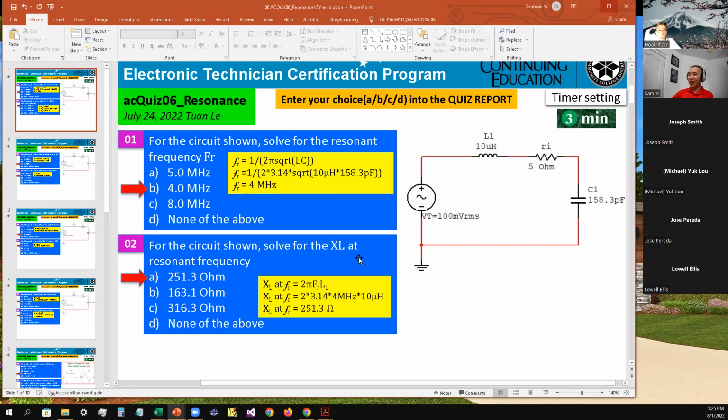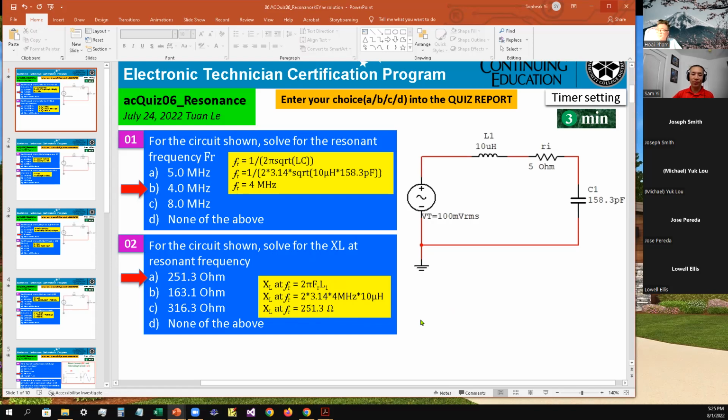For the circuit shown, solve for XL at resonant. So XL at FR equals 2 pi FR times L1. You substitute that in, so XL comes to 251.3 ohms. So the answer is A for number 2.